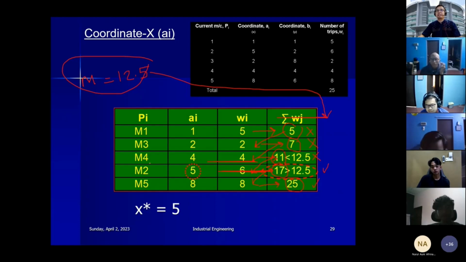First come, first serve will be machine number 2. So please remember, write down first come, first serve. When we look at first come, first serve, we look at the first one more than our median. Meaning that we put here the new location X star will be 5.